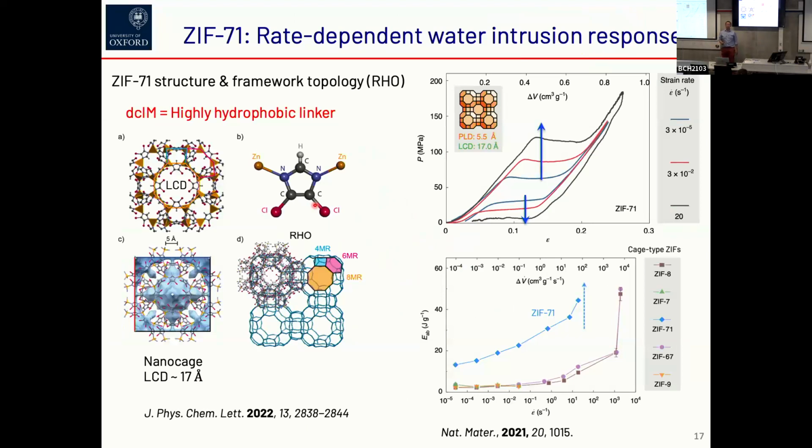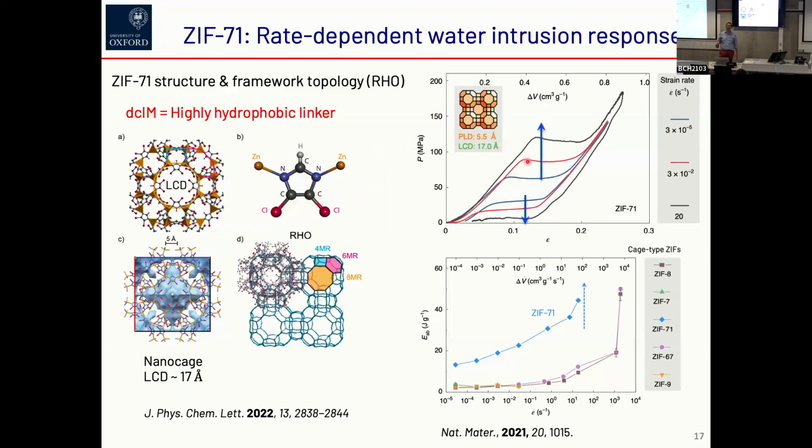Anyway, so ZIF 71, the structure is like this. I think one of the attractive points is the largest cavity diameter, which is about 2 nanometers to begin with. The linker is this DCIM, dichloroimidazole. It is quite painful to simulate because it's a big structure. So I'll get to that later.